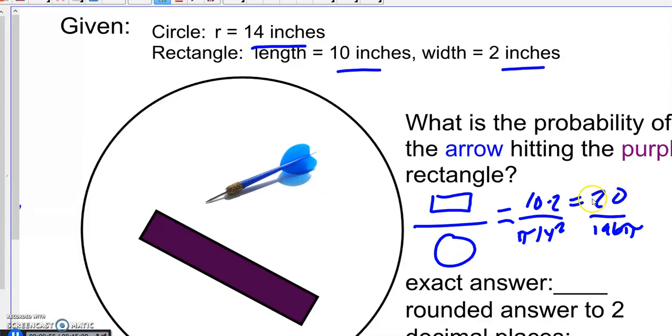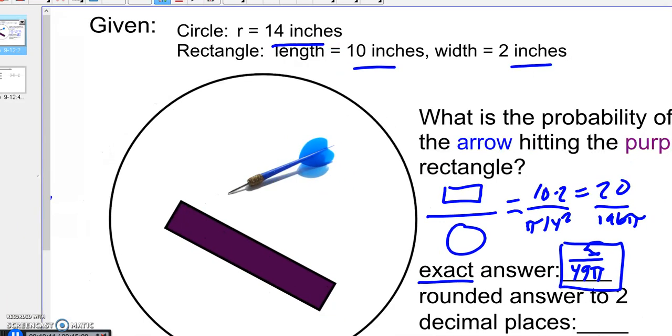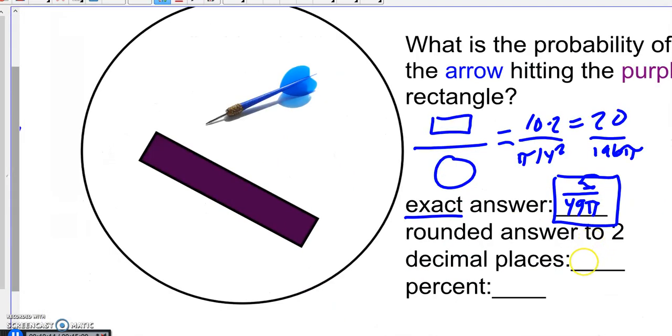And we can simplify that as 5 divided by 49 pi. It says exact answer, so we should not type that in and get a decimal. Let's just leave it like that. 5 over 49 pi is that probability. Okay? Second part asks us to round to 2 decimal places. If you type that in your calculator and round it, you should get 0.03 is the probability. Write it as a percent, 3.25%, with 2 decimal places there.